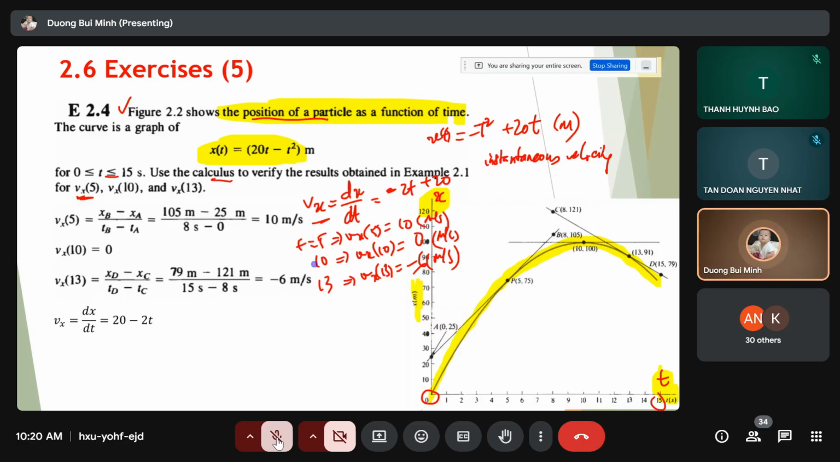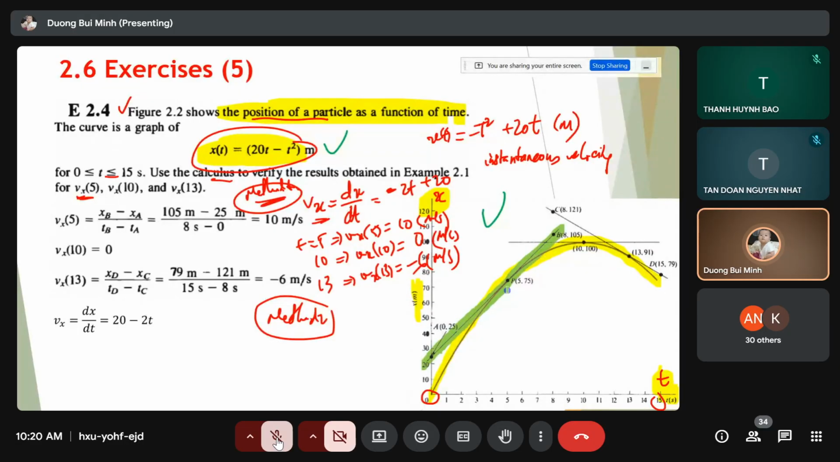This is method one: we know the function, so we take the first derivative of x with respect to time to get vx. Method two, as I mentioned before: if we don't have the equation and we just have a graph, how can we do it? You can draw the tangent line to find the instantaneous velocity.